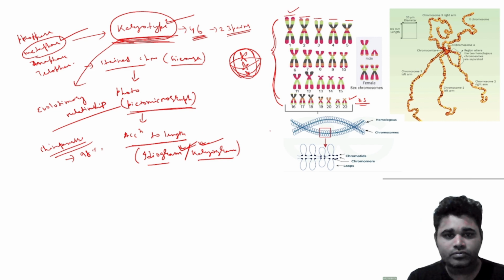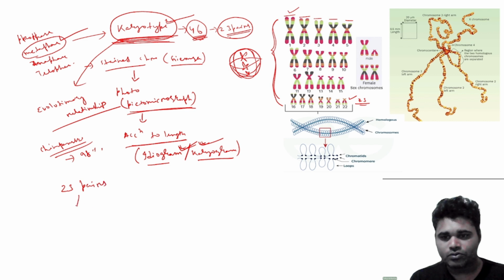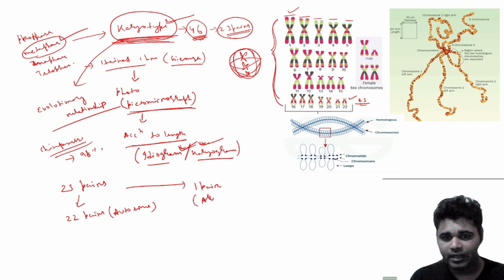So the human being has 46 chromosomes, or 23 pairs of the chromosomes. Out of the 23 pairs of the chromosomes, 22 pairs are called the autosomes, and the remaining one pair is called the allosome, or you can say the sex chromosome.